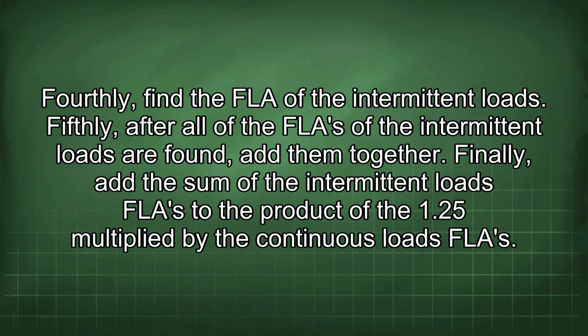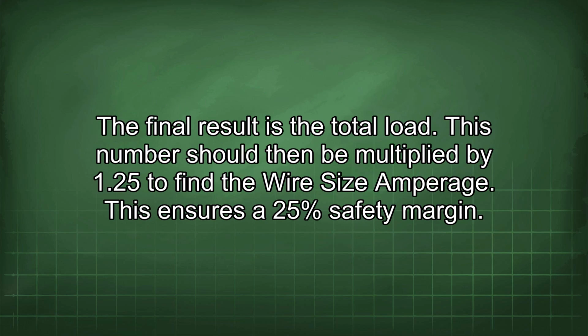Finally, add the sum of the intermittent loads FLA to the product of the 1.25 multiplied by the continuous loads FLA. The final result is the total load. This number should then be multiplied by 1.25 to find the wire size amperage. This ensures a 25% safety margin.